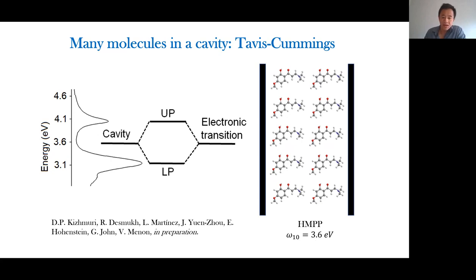Now, my colleague, Vinod Menon, puts these molecules inside of optical cavities. So these are molecules that undergo excited state proton transfer, HMPP, and they see huge Rabi splittings of 1 electron volt when they put the molecules inside of the optical cavities.